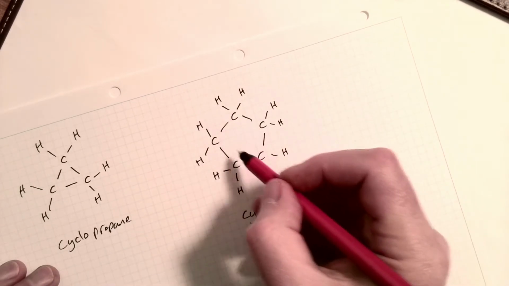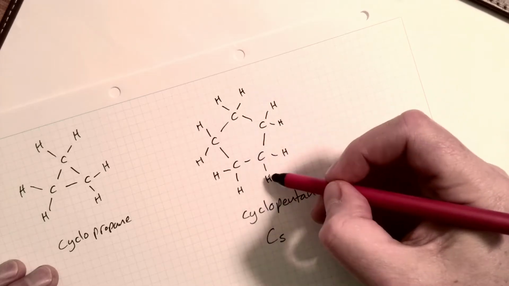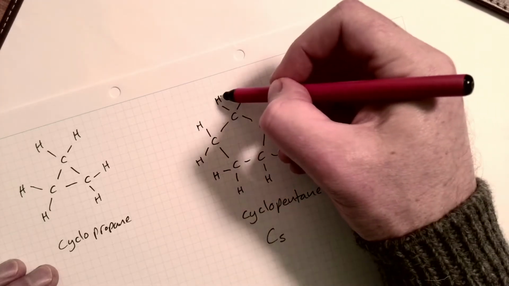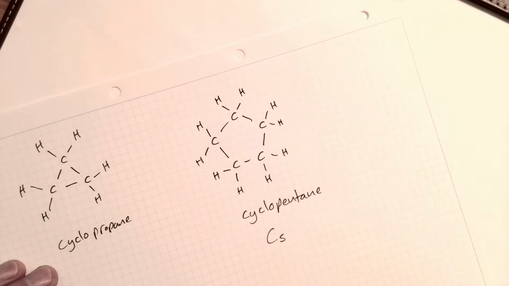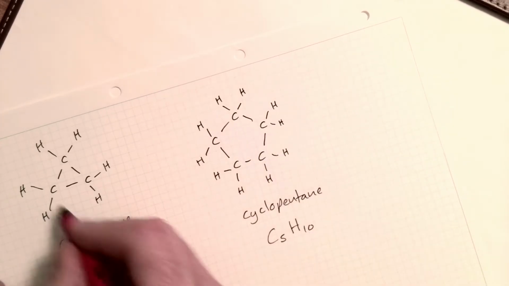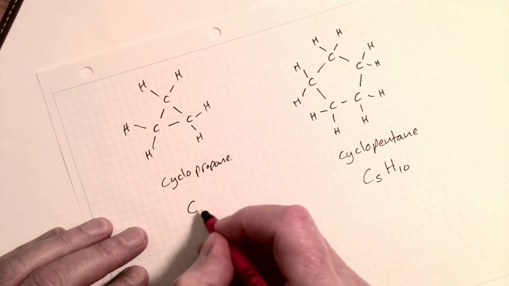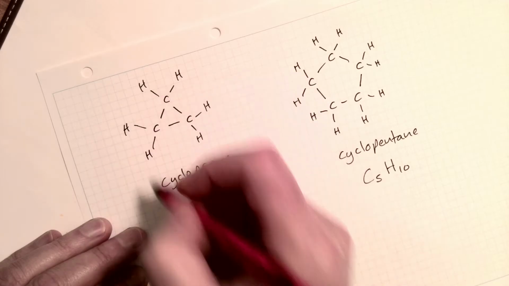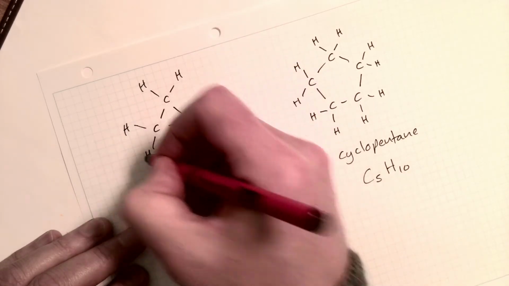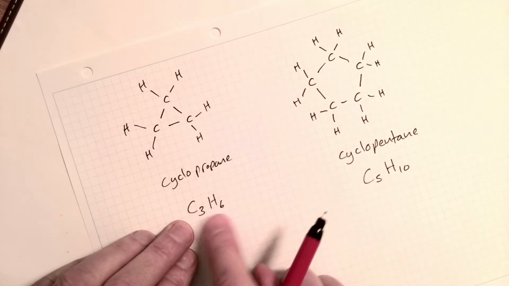Now let's just count everything up. How many carbons have I got? I've got 5 carbons, so it's C5. And 1, 2, 3, 4, 5, 6, 7, 8, 9, 10. There's 2 hydrogens on every carbon. Yeah, so it's H10. Let's check this one out. 3 carbons, C3, 1, 2, 3, 4, 5, 6, H6. So there are 2 times more hydrogens than carbons.